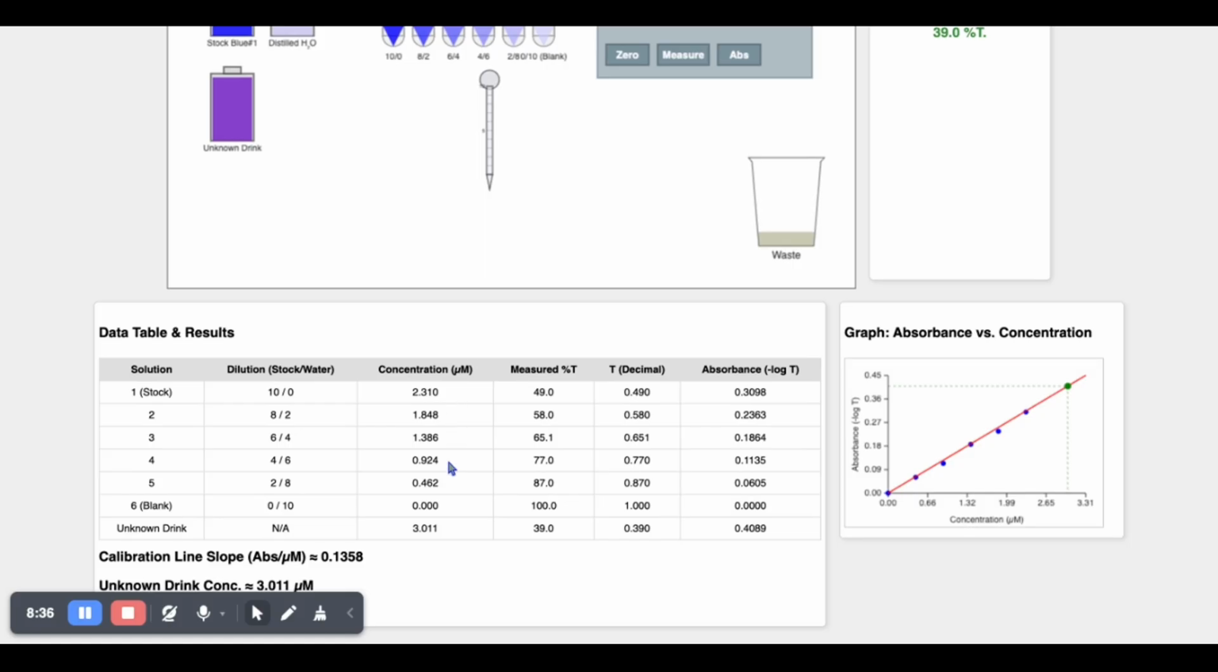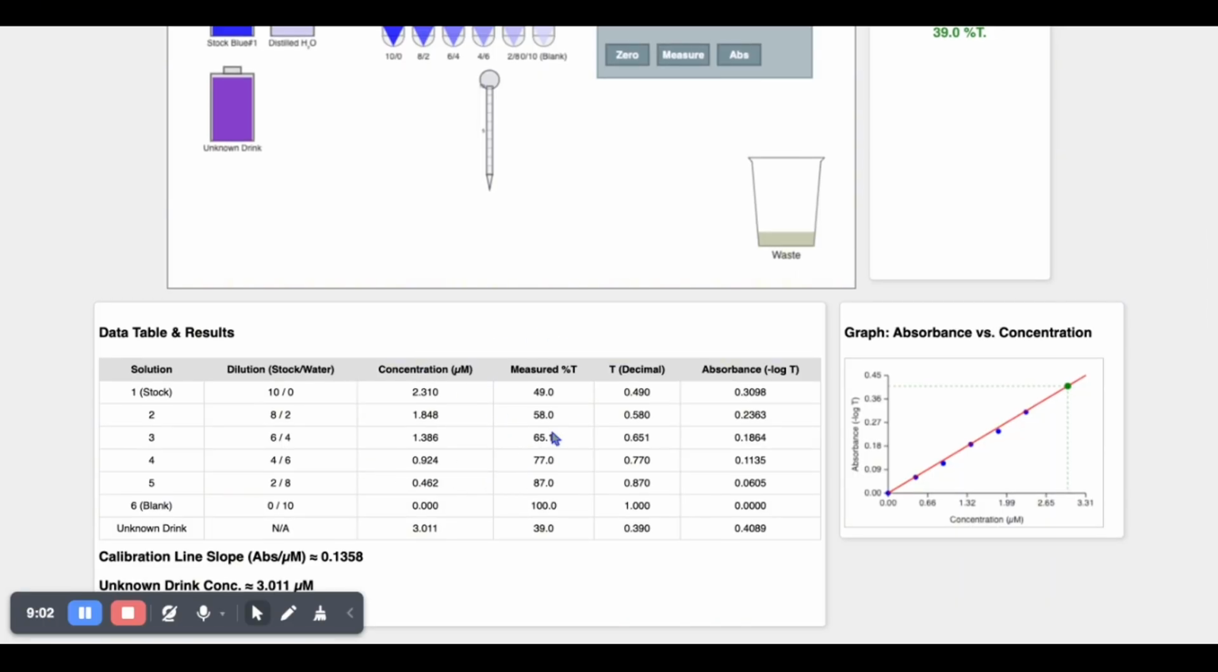My percent transmittance values range from about 49% at its highest to around 87% for the most diluted sample. The blank is excluded because it's only used to zero the instrument. To convert the percent transmittance to decimal form, I divide by 100. Then I calculate the absorbance.